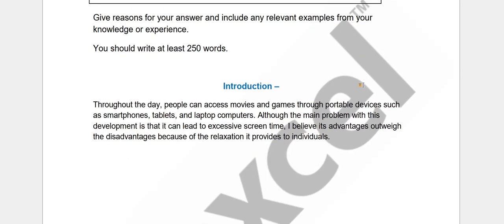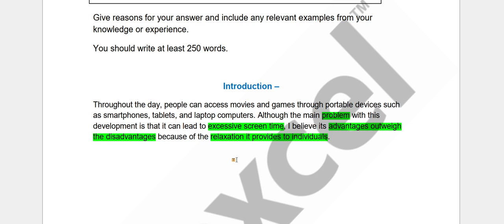So let's see. Although the main problem with this development is that it can lead to excessive screen time, I believe advantages outweigh the disadvantages. So the negative is that it can lead to excessive screen time. What's my opinion? I believe that the advantages are more than the disadvantages. Why? Because of the relaxation it provides to the individual. Because individuals can relax, that's why I believe advantages outweigh the disadvantages.